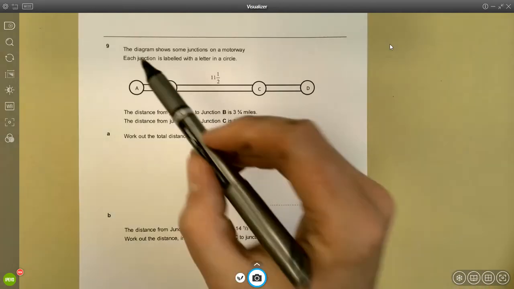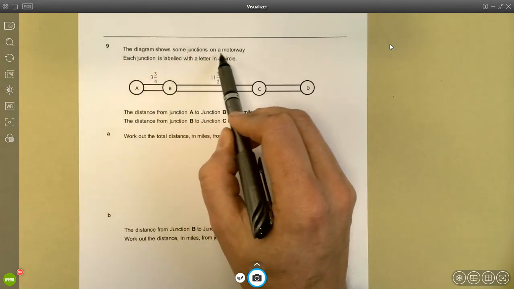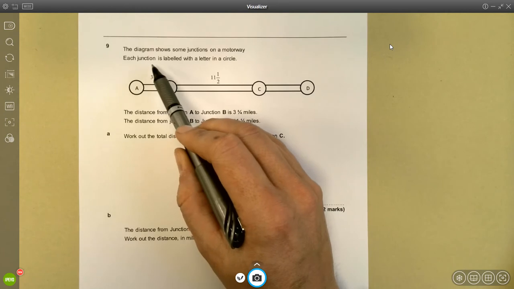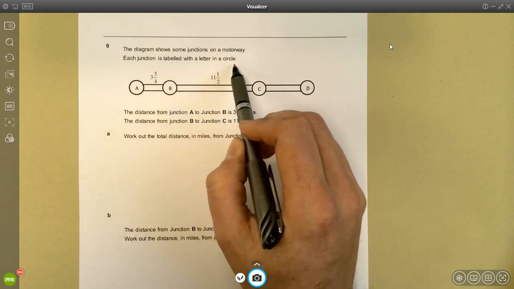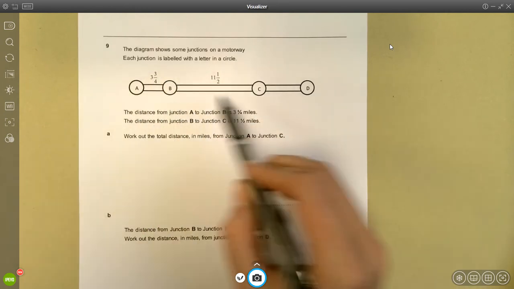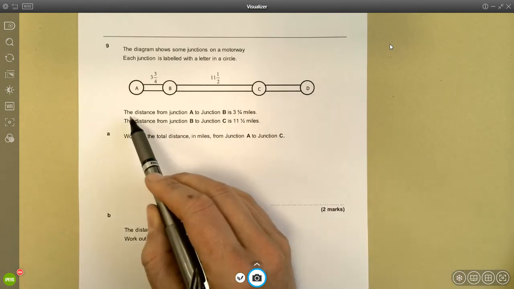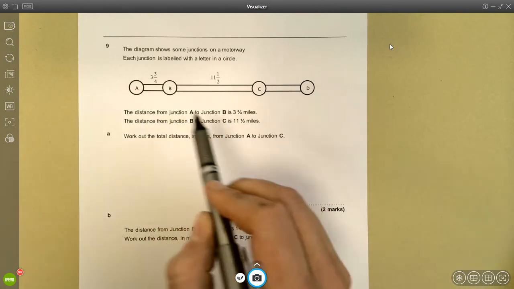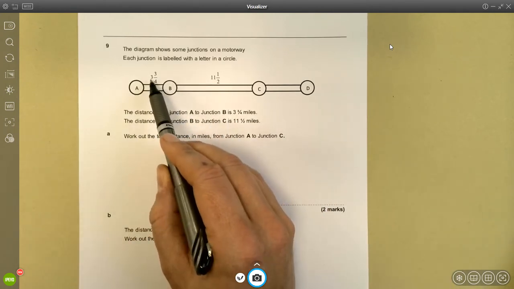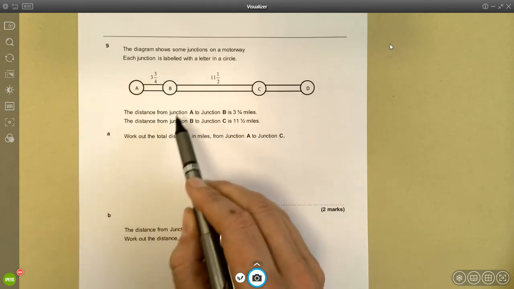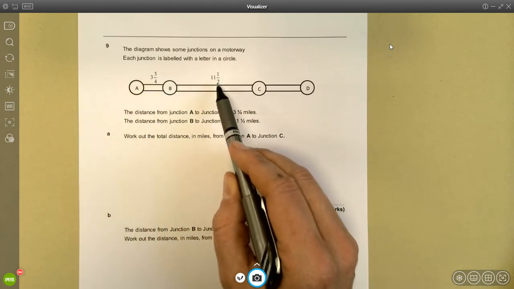Number 9. So the diagram shows some junctions on a motorway. Each junction is labelled with a letter in a circle. Great, that's the diagram. The distance from junction A to B, so this distance here, is 3 3/4 miles. From B to C, 11.5.